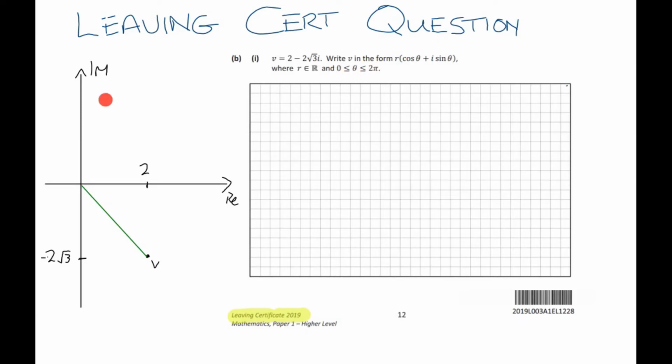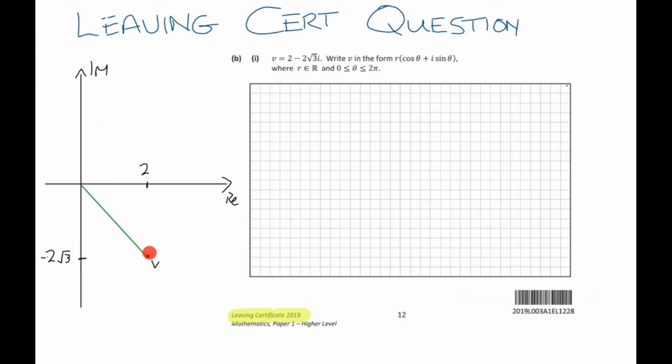So I've drawn an Argand diagram of the situation here. So we can see that v has a real component of 2, and it has an imaginary component of minus 2 root 3, so it goes down the imaginary axis here. So here we are at v. So what do we need to get? Well, we need to get the modulus first. That's the length of this green line.